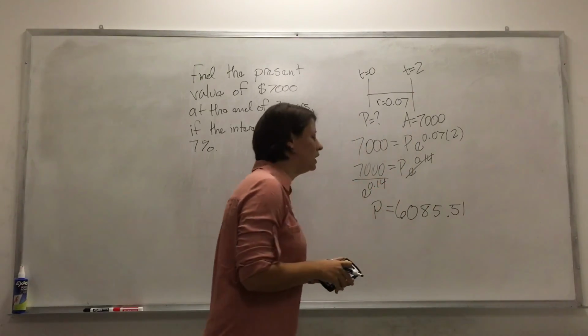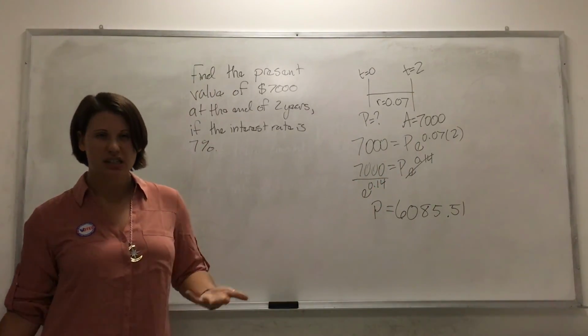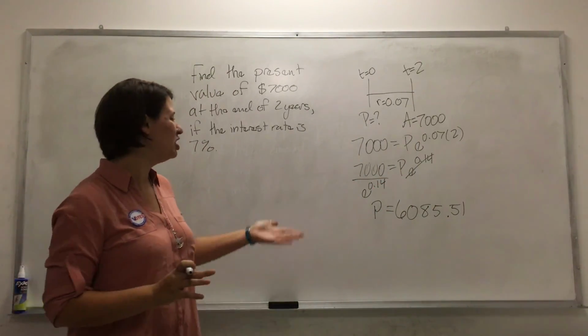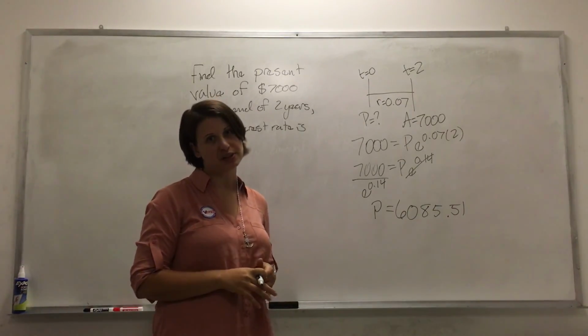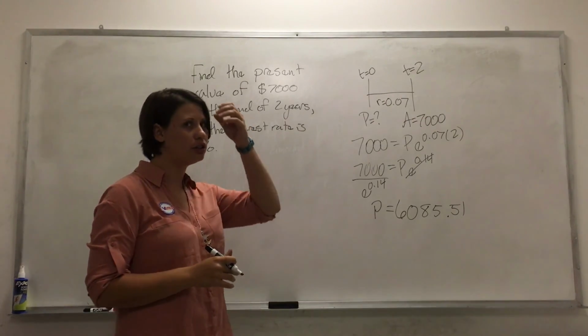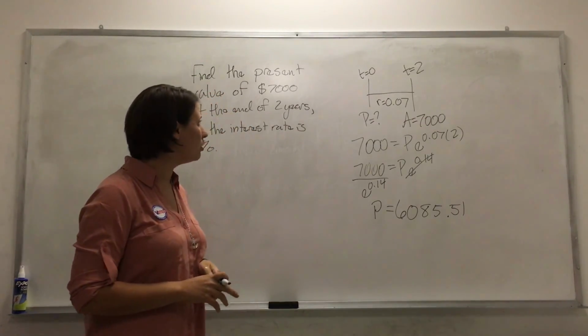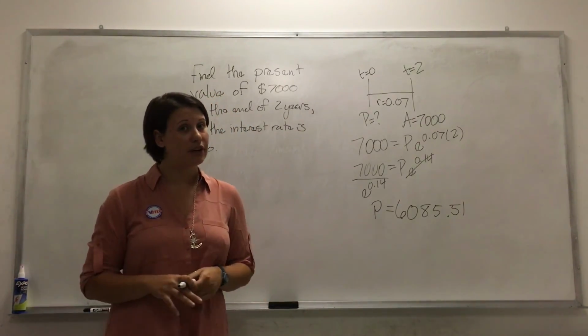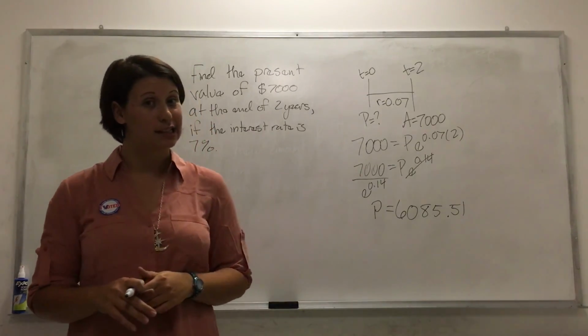$6,085.51 approximately. And obviously, since we're talking about money now, you pretty much always round to 2 places, unless they specifically tell you otherwise. Just assume round to 2 places. So, that's 5.1 and 5.2. That's it, pretty much.